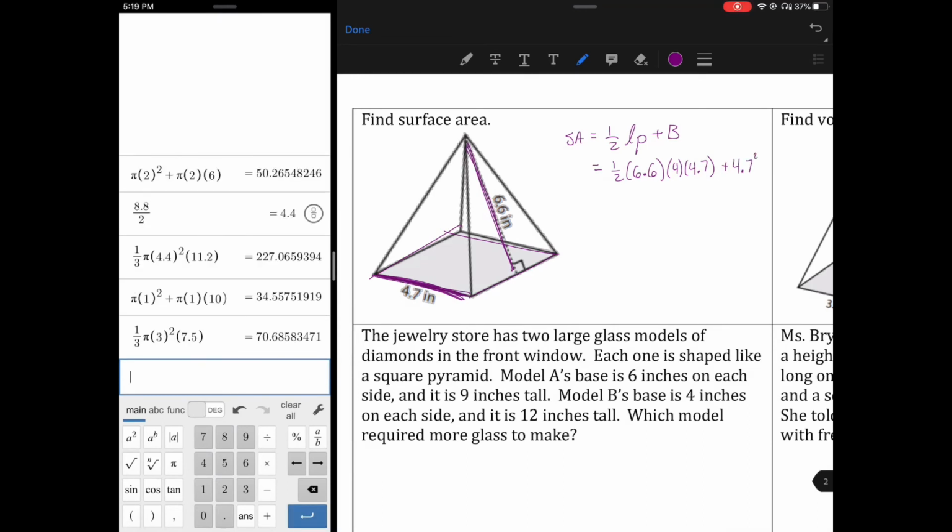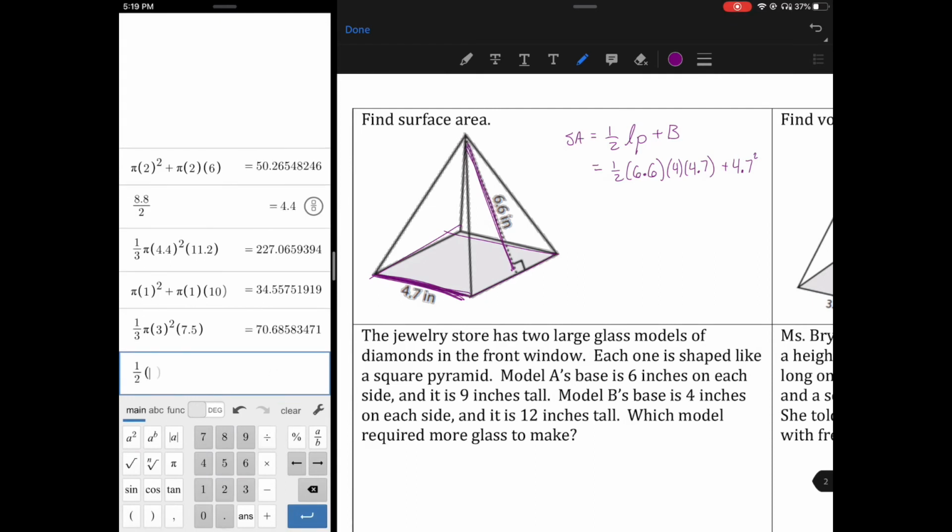So I'll go to Desmos and I'll plug it in just like this. I'll do 1/2 times 6.6 times my perimeter, which is going to be 4 times 4.7, plus the area of my base, or 4.7 squared. So the surface area is going to be 84.13 inches squared.